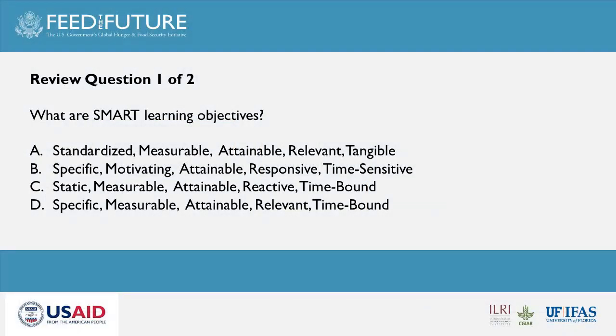Now for a brief review. What are SMART learning objectives? A, are they standardized, measurable, attainable, relevant, and tangible? B, are they specific, motivating, attainable, responsive, and time-sensitive? C, are they static, measurable, attainable, reactive, and time-bound? Or D, are they specific, measurable, attainable, relevant, and time-bound?